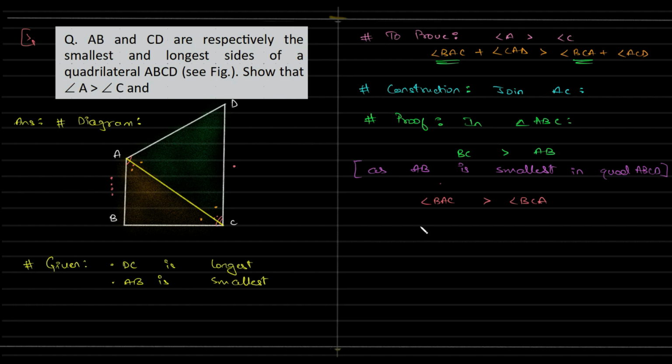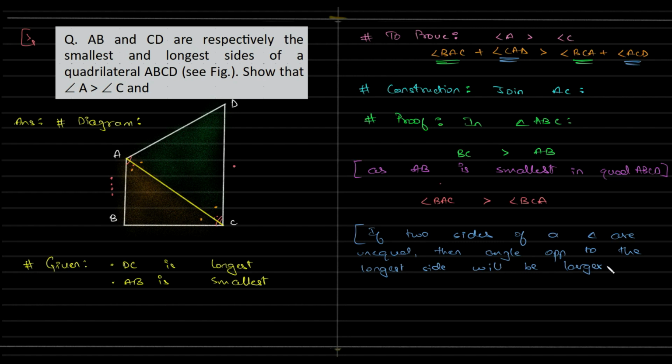So next is to relate these two now. Oh yeah, the reason being, we need to write the reason also. If two sides of a triangle are unequal, then the angle opposite to the longest side will be larger.